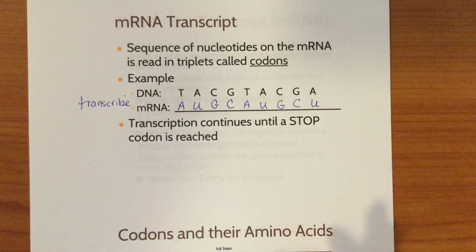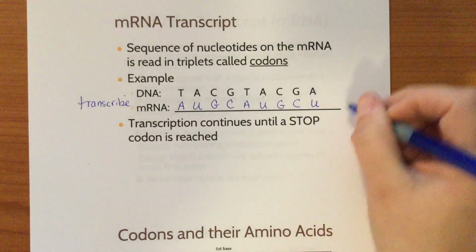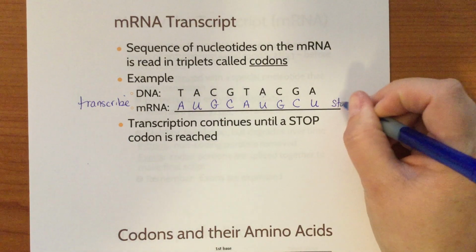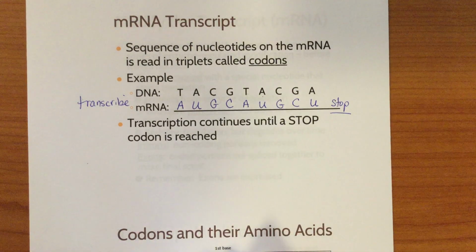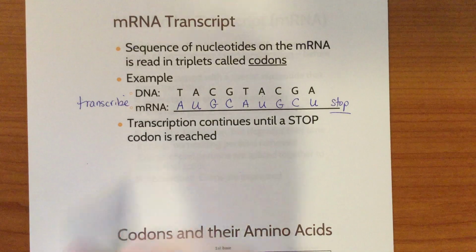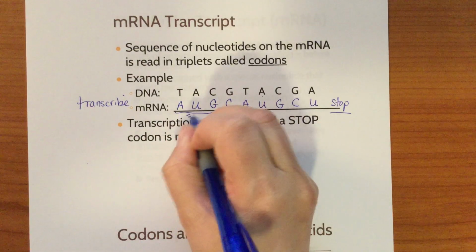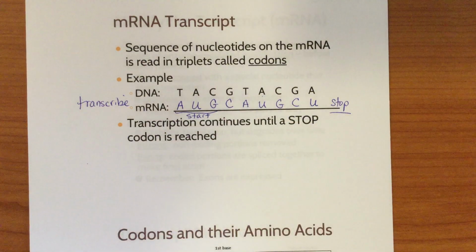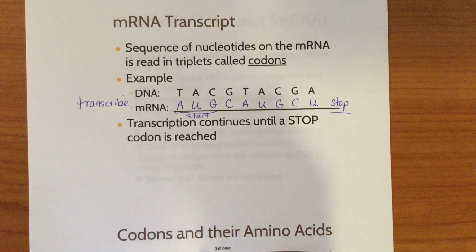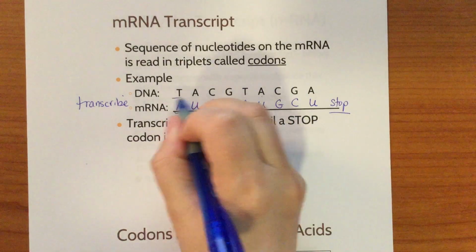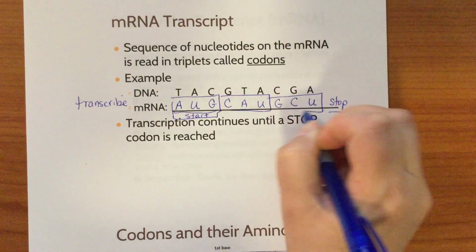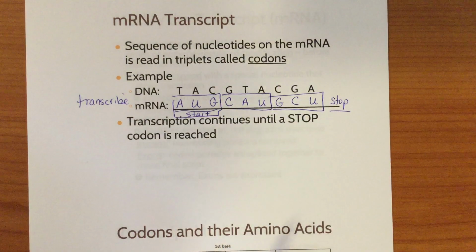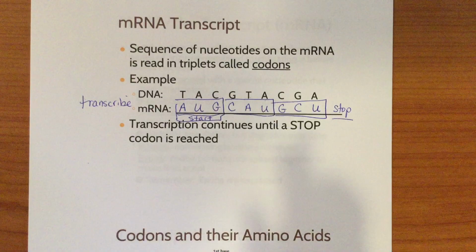Okay, now this will go on and on and on until it reaches a particular sequence at the end that codes for stop, and that signals the end of the gene. So every gene has a start and a stop. So, by the way, AUG is always the start codon as well. So let's get to this word codon. When we read DNA, we read it in bases of 3, and each of those 3 is called a codon. So this is a codon, and then this is a codon, and then this is a codon. These codons will correspond to a particular amino acid.